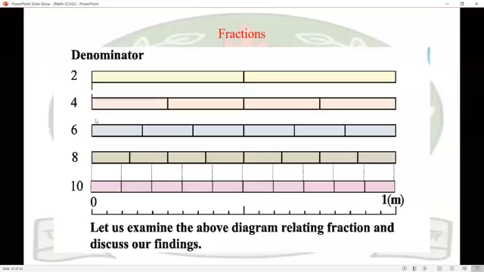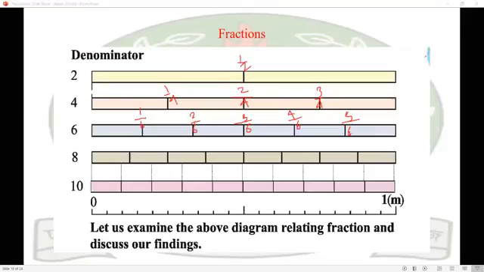We have to write the denominators. Here the denominators are 2, 4, 6, 8 and 10, and you have to write the fractions. In the first part, we see there are 2 parts, denominator 2, so it is divided into 2 parts, so we can write here half. This is divided into 4 parts, so this will be 1 by 4, this will be 2 by 4, this will be 3 by 4. Here denominator 6, so divided into 6 parts, so we can write this is 1 by 6, this will be 2 by 6, this will be 3 by 6, this is 4 by 6, this is 5 by 6.